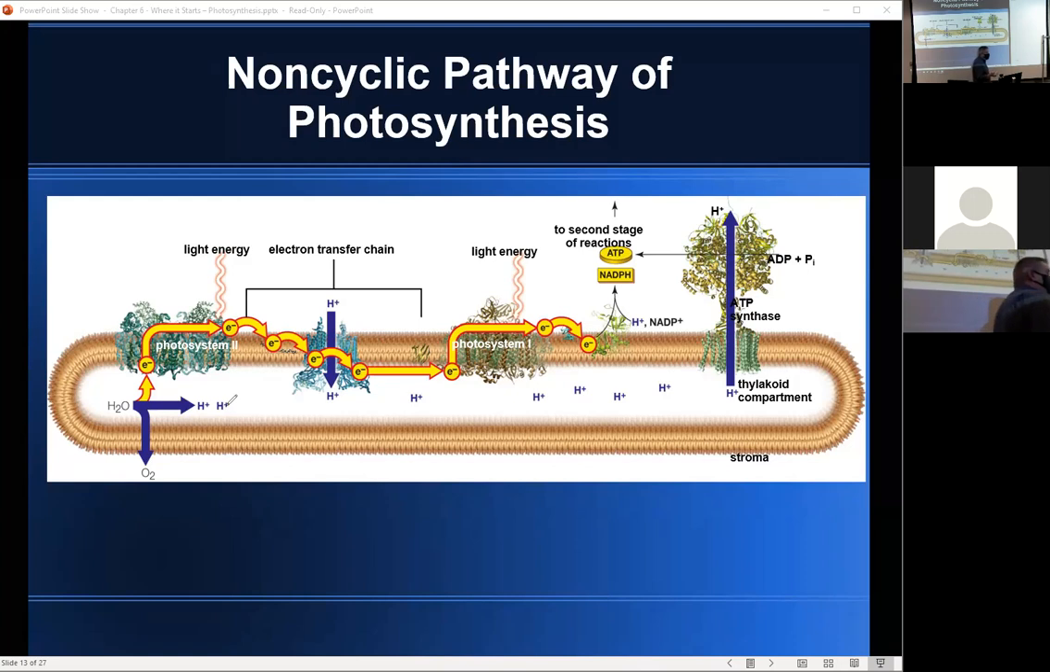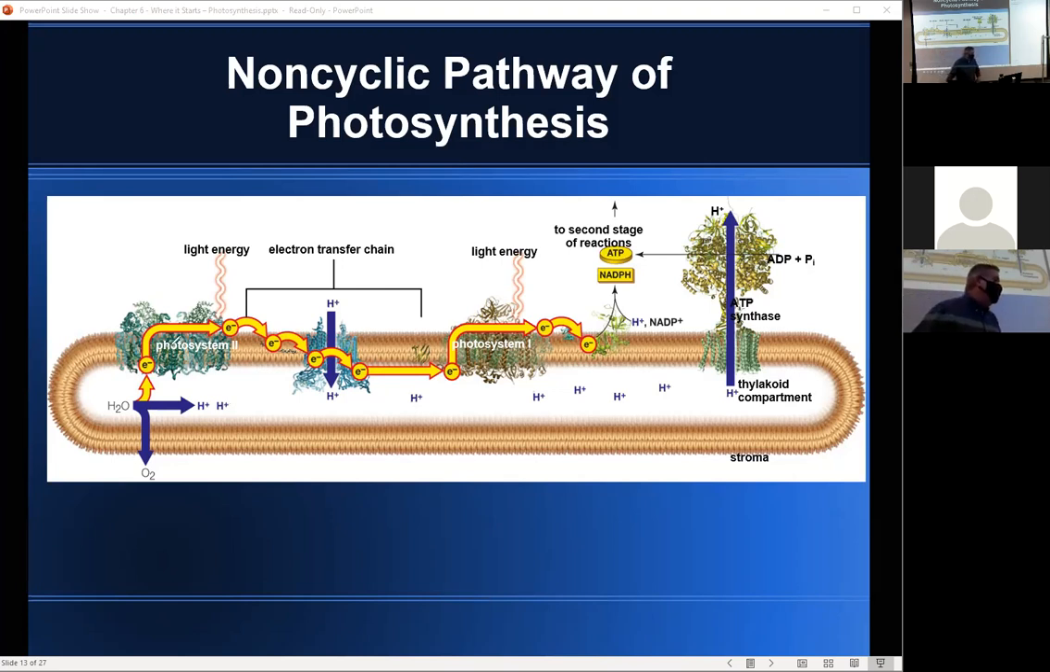Okay, so the first thing that happens is it captures a photon. I see Jared from Zoom. Yeah, so the light harvesting complex, this is just a whole bunch of chlorophyll molecules embedded in the membrane. And it captures a photon of light. Now remember, a photon is a particle of light. Light is one of those weird things in physics. Sometimes it acts like a wave, sometimes it acts like a particle. In this case, it's acting like a particle.